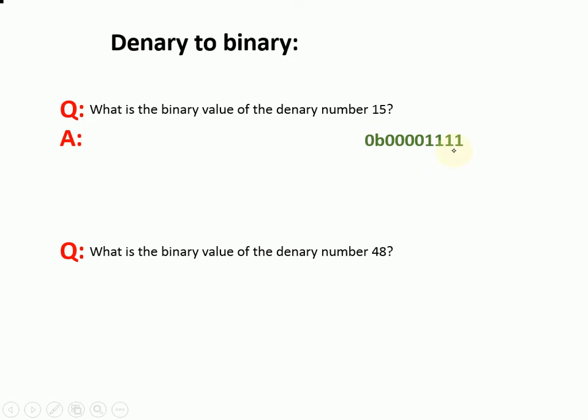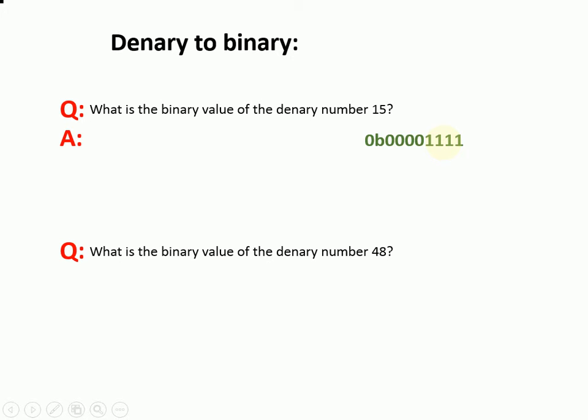Notice that this binary number starts with a prefix, 0b, at the beginning of it. The b here just stands for binary, to remind us that this is the binary number 1111 rather than the denary number 1111, because this binary number is equal to 15.